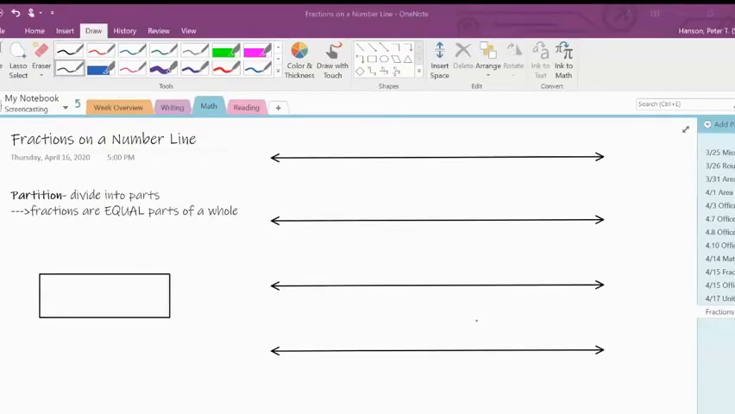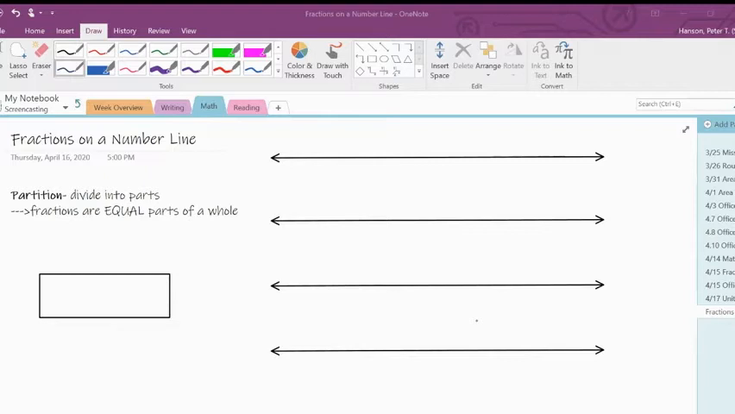We've commonly used number lines before to place numbers in order, going from 0 to 1 or 10 to 20 or 100 to 150. You can place any numbers on there. Fractions are no different. Fractions are just parts of a whole. And in this case, we're really going to be talking about it as the idea of partitioning and dividing into parts. And again, fractions are equal parts of that whole.